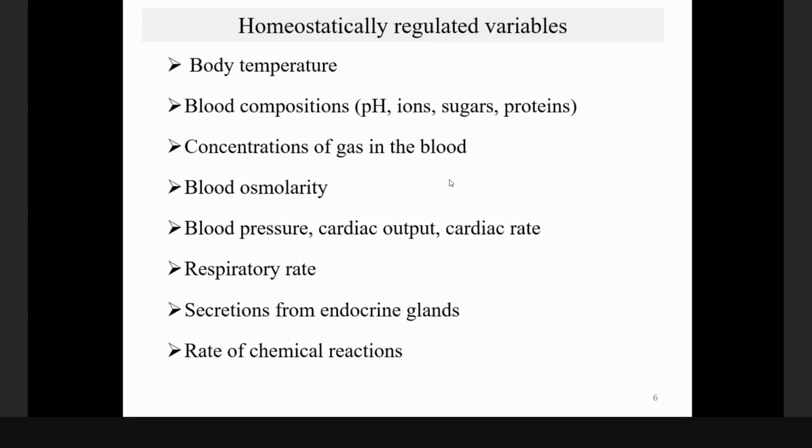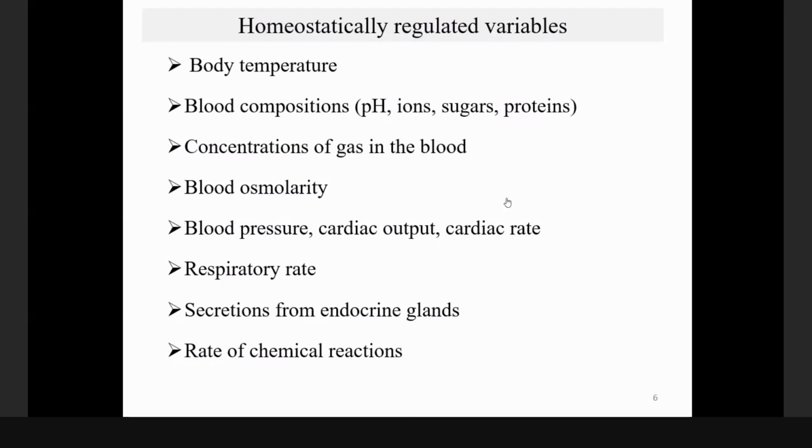5 liters, and the cardiac rate, or you can say the heart rate. How many beats will you have in 1 minute? It's called cardiac rate or heart rate. Number of beats per minute. How many times does the heart pump blood in 1 minute?